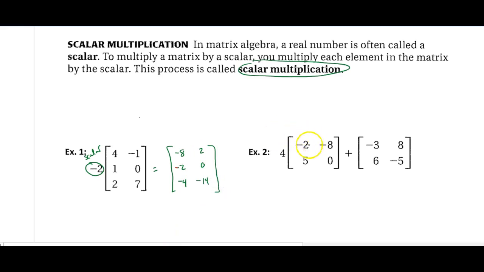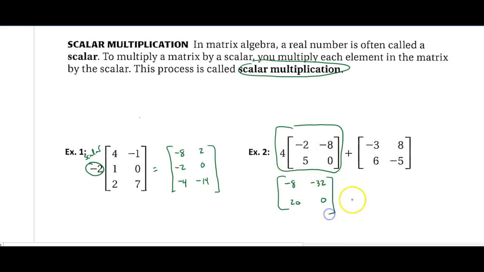Okay, now example 2, right? Here we have to scalar multiply and then add or subtract. You have to remember with this that you're doing the order of operations like you would in algebra in general. You're basically doing all multiplication or division and then addition or subtraction. So we're going to get our new matrix here by doing the scalar multiplication of 4. So 4 times negative 2 is negative 8. 4 times negative 8 is negative 32. 4 times 5 is 20. 4 times 0 is 0.